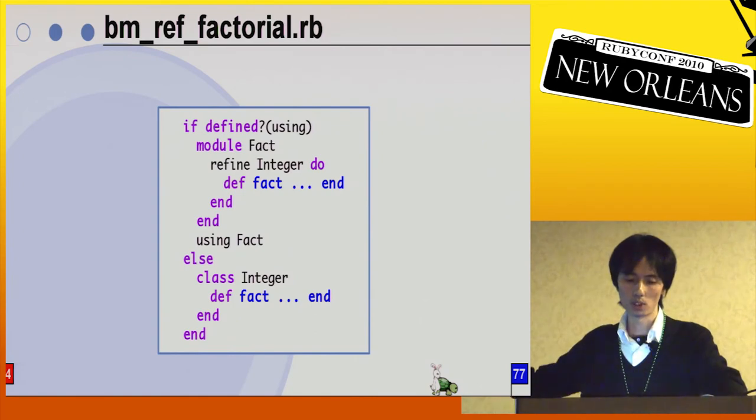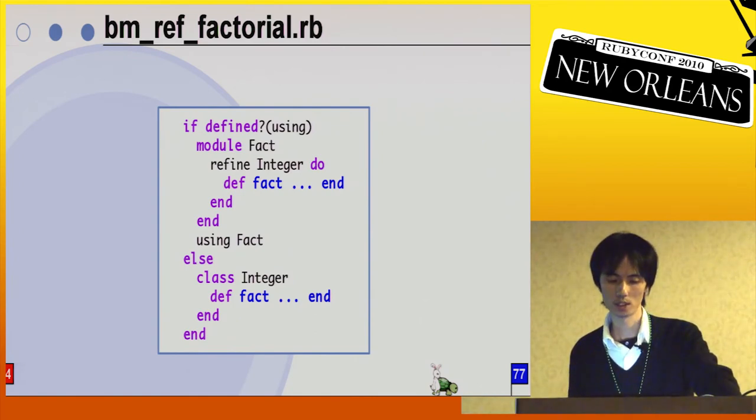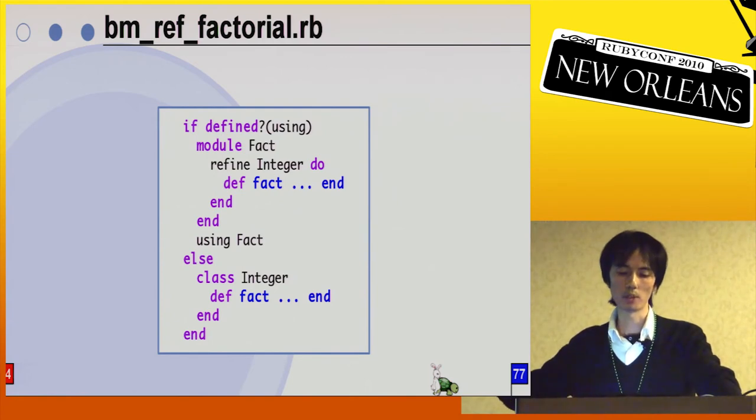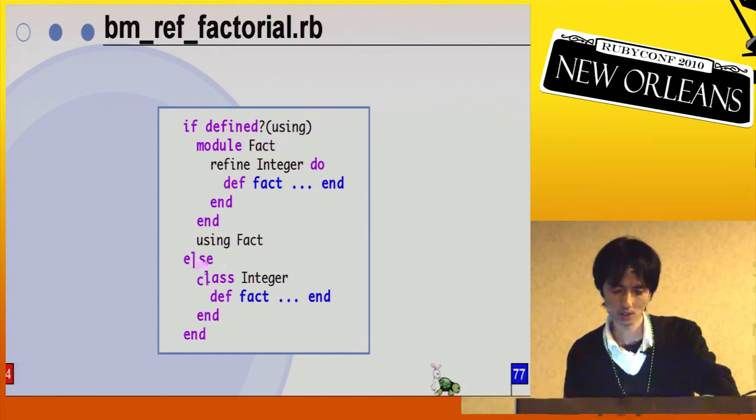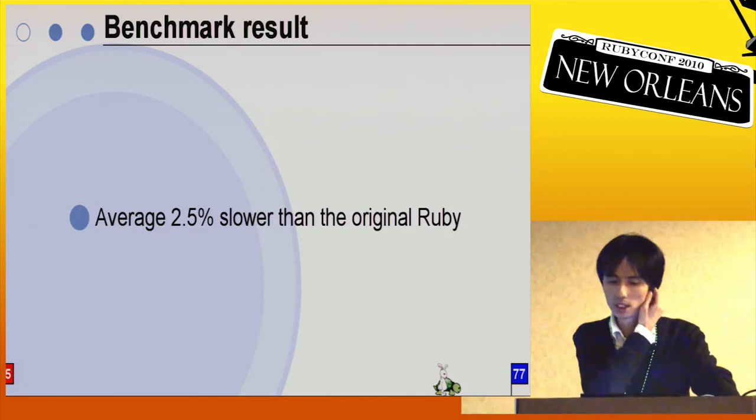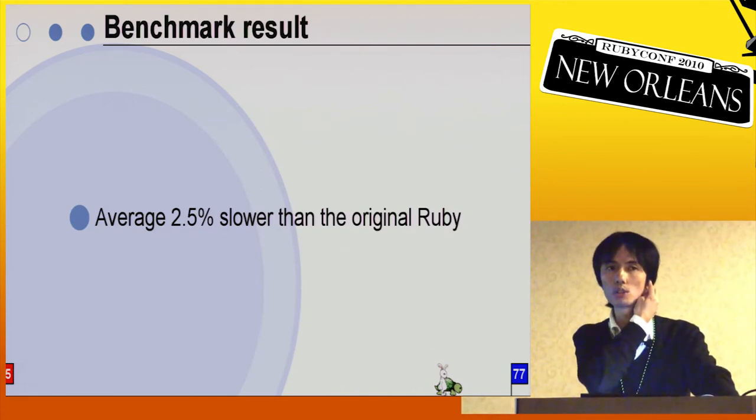This is an example of a benchmark script. If using this define, it uses refinements, but otherwise it uses monkey patching. The result is on average 2.5% slower than the original Ruby.